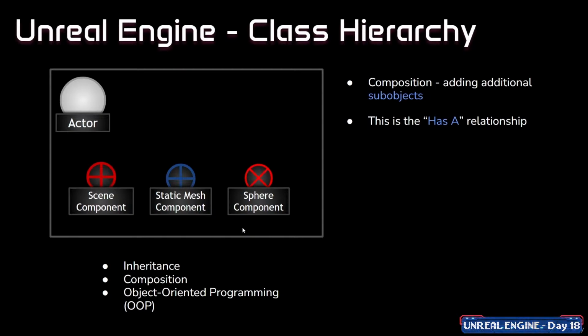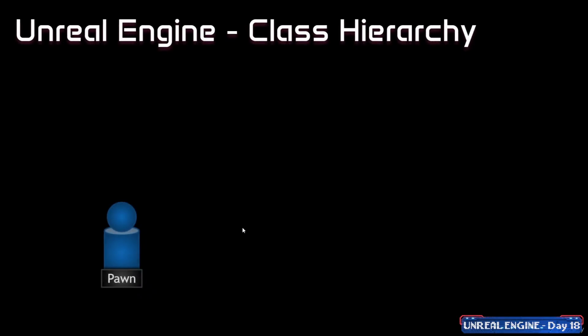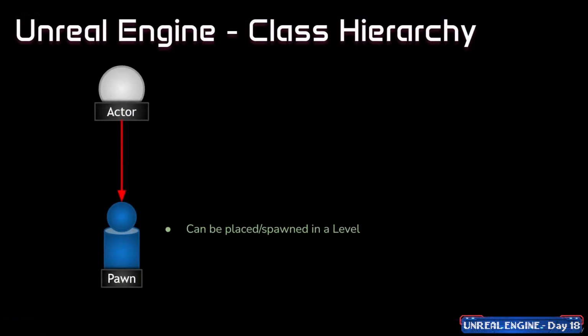Now, pawn is derived from actor, so it inherits the ability to be placed in the world or spawned in. But it also comes with more capabilities, such as being able to be possessed. This means we can assign user input, such as mouse clicks and keyboard presses, to control a pawn. This is why we were able to fly around in our game project, because the default pawn is automatically spawned in, and we automatically possess it with some default input behavior. WASD input allows us to move the default pawn.